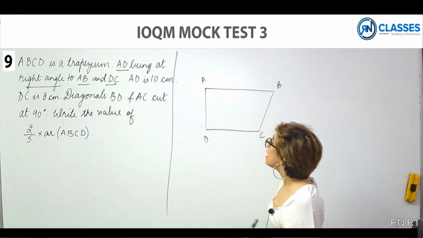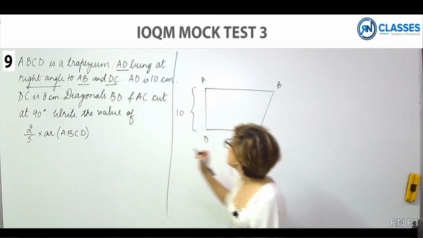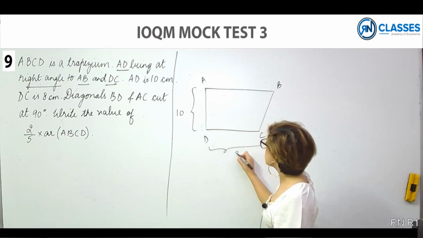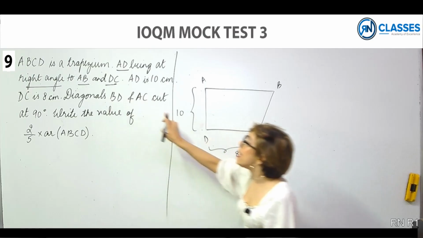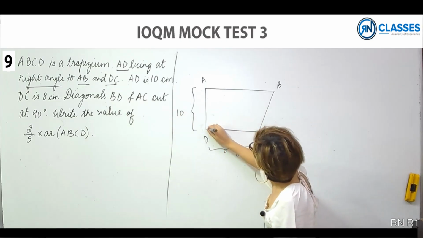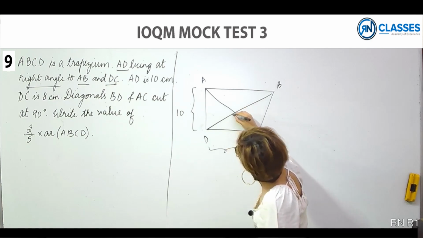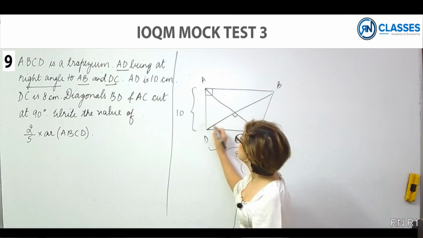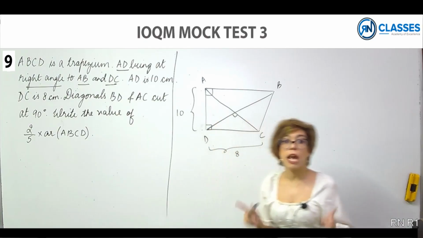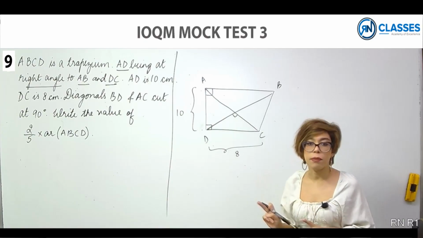Right, now he says that AD is 10, so this length is 10. BC is 8, so this length is 8. Now he says the diagonals BD and AC cut at 90 degrees. Alright, so diagonals cut at 90 degrees. So this angle is 90, and again I'll mark this 90, this 90. Since it's a geometry question, I would advise please write all of these things in your diagram.